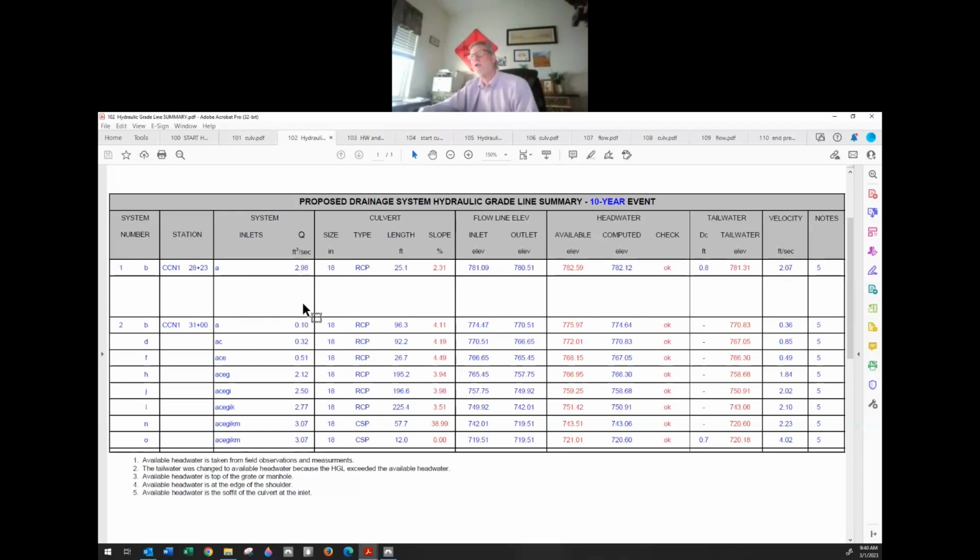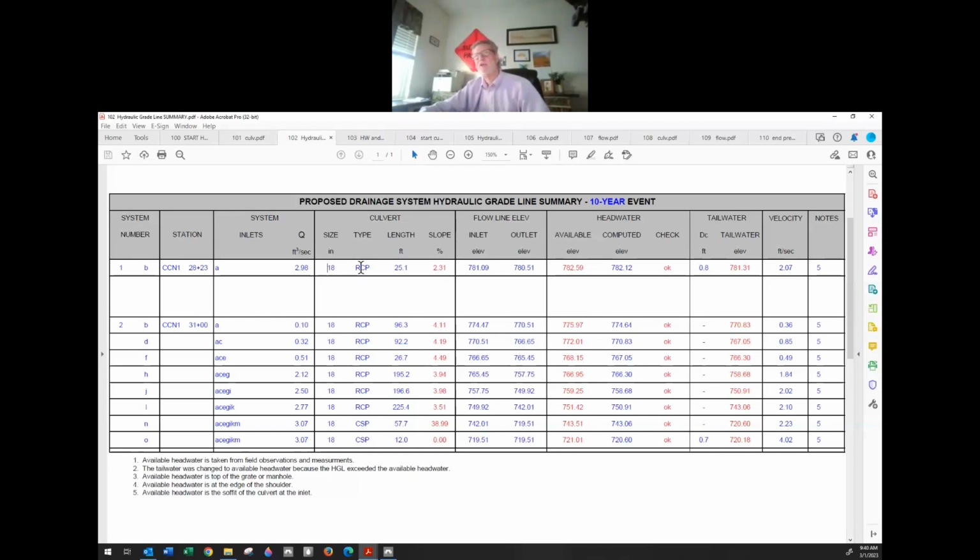And then the Q, we're going to need to provide the flow for the 10-year and the 100-year storm. We'll talk about that in a few minutes, but we'll need to do two spreadsheets, one for the 10 and one for the 100. And during the last break, I attached the spreadsheets to the meeting invitation, so you should have access to those now.